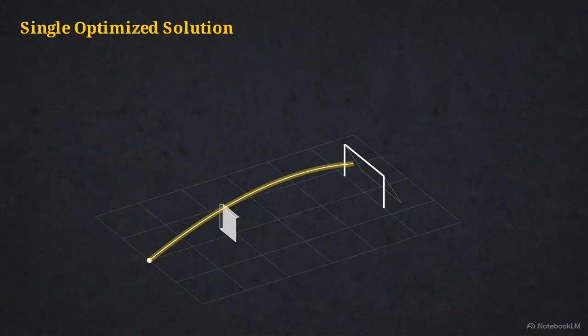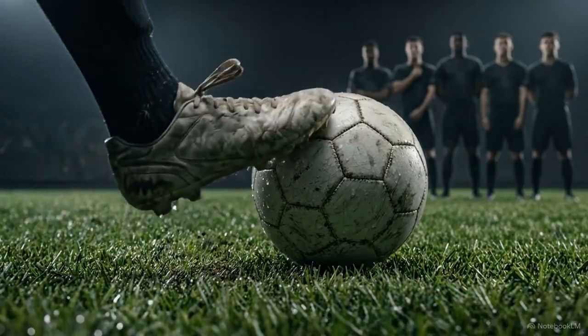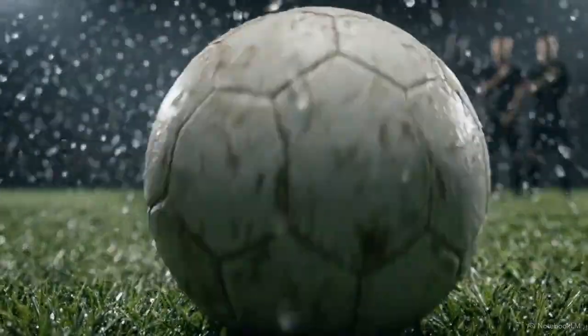We have replaced the vacuum parabola with a model dictated by Reynolds numbers, turbulent wakes, and cross-product lift. An elite kicker is an intuitive physics engine, solving a highly constrained fluid dynamics problem in a fraction of a second.